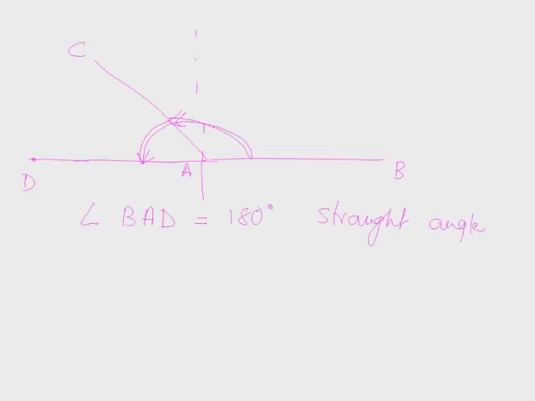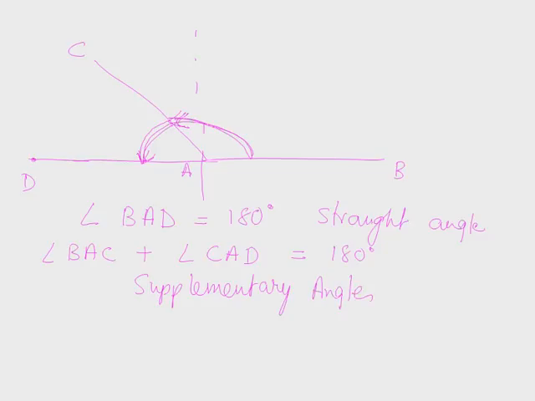Therefore, the two angles that make it up, this one and this one, are called supplementary angles. So angle BAC plus angle CAD equal to 180 degrees. So they're called supplementary angles. Simply put, angles that add to 90 are called complementary angles, and angles that add to 180 are called supplementary angles.